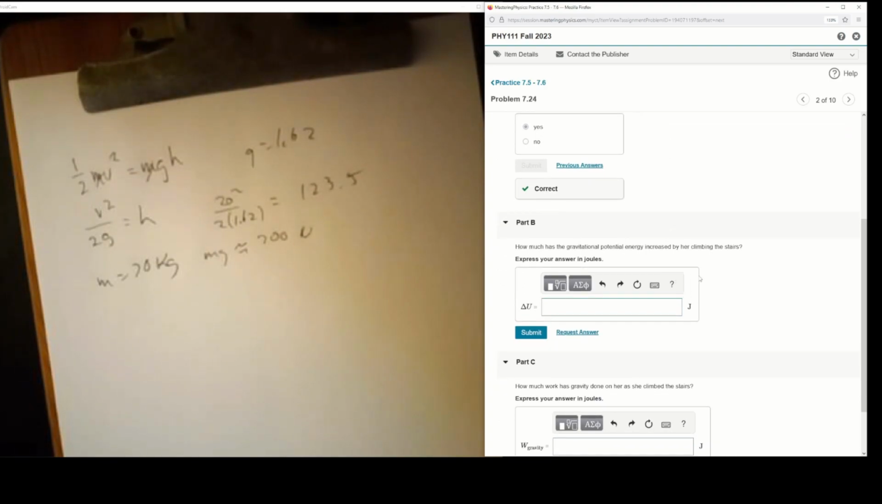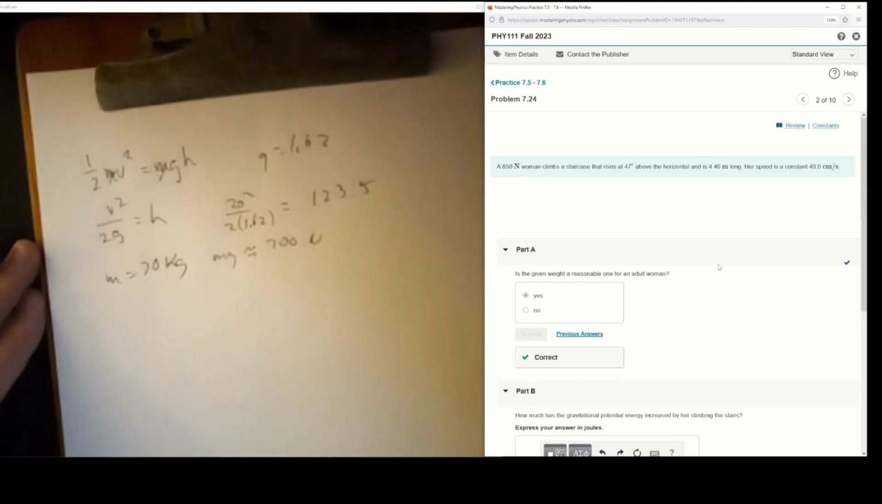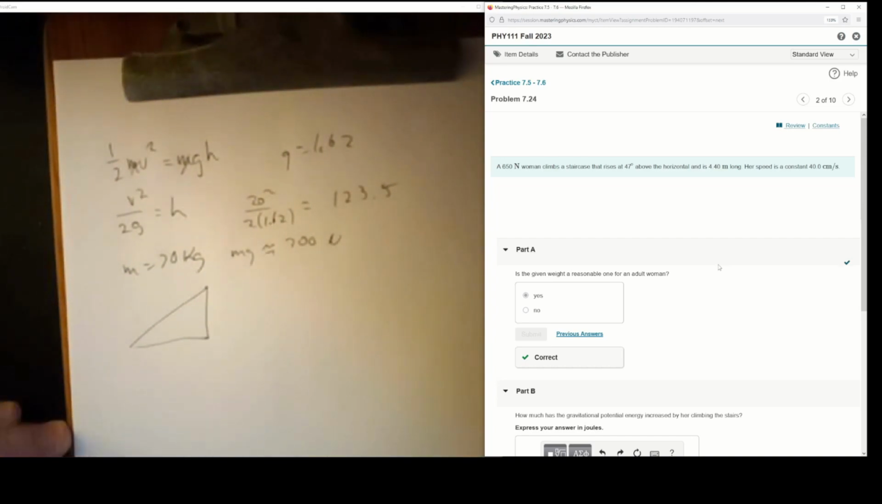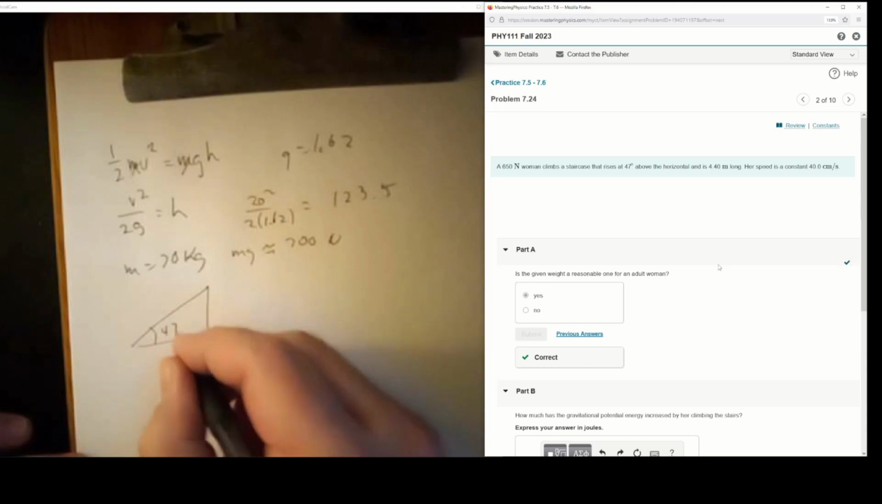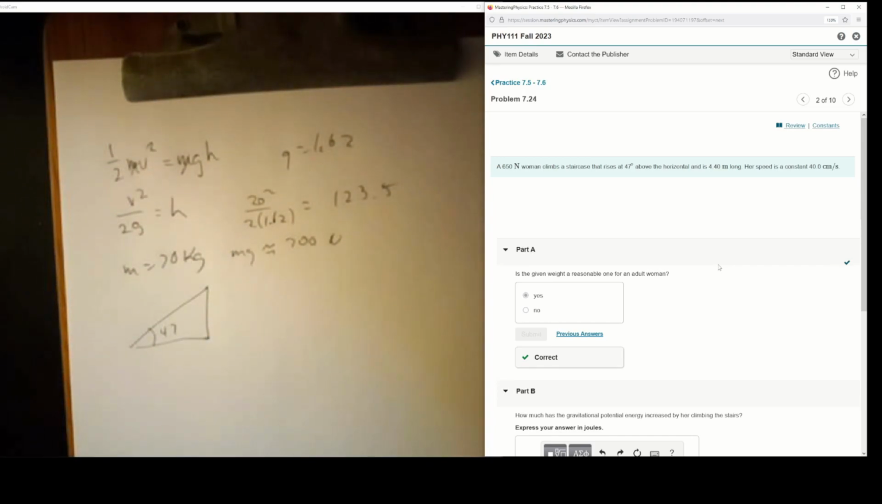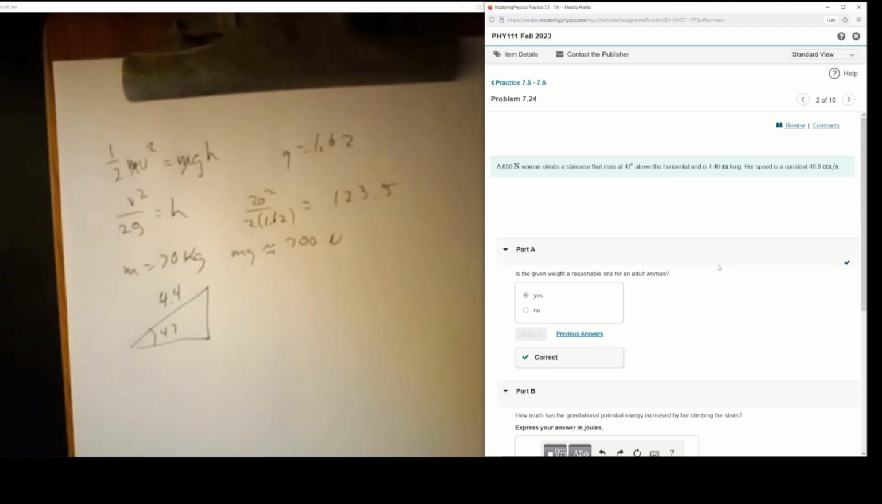Part B wants to know how much has the gravitational potential energy increased by her climbing the stairs. So we have someone climbing some stairs, which I'm just going to make as a ramp. And we have an angle, and it says she's going to climb the staircase above the horizontal, and the staircase is 4.4 meters long. So I had to be careful what they're giving there. So that's the hypotenuse of the triangle.